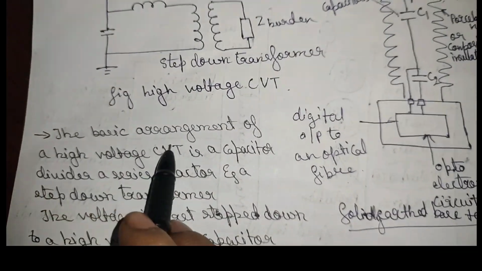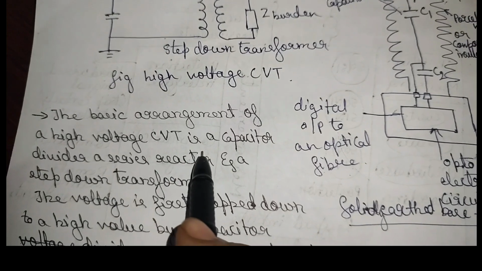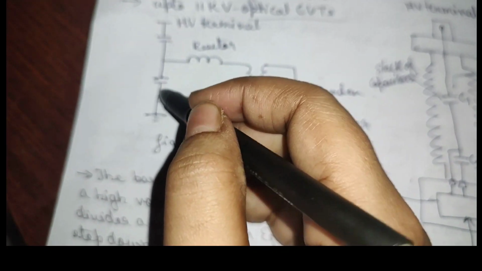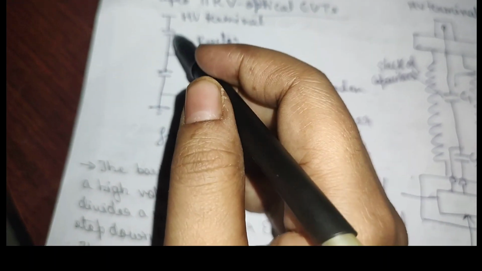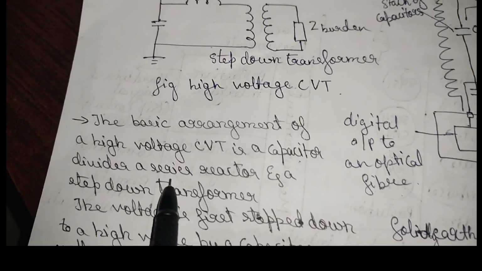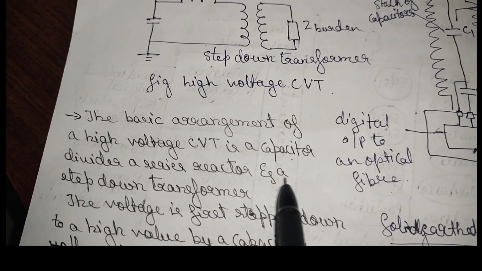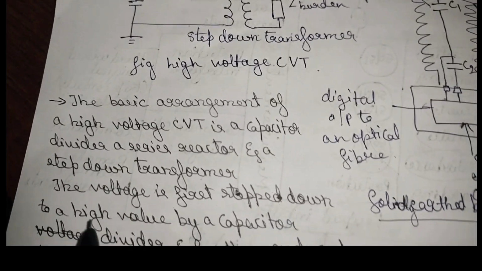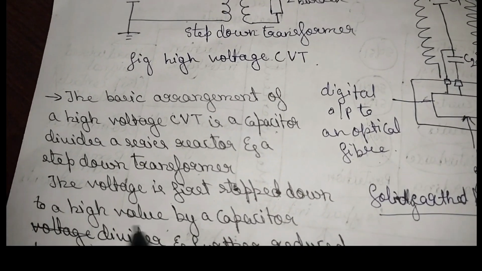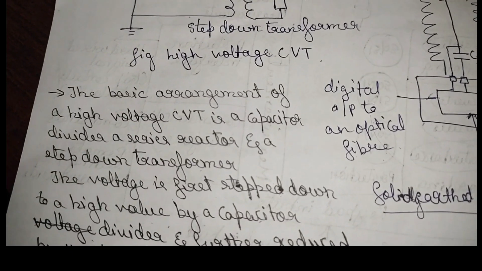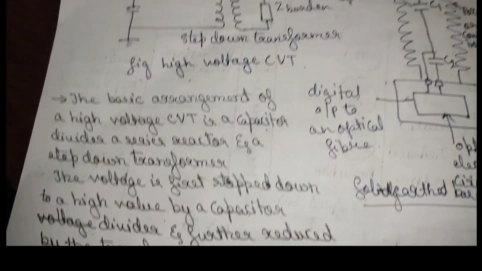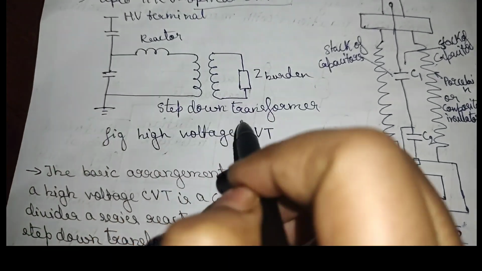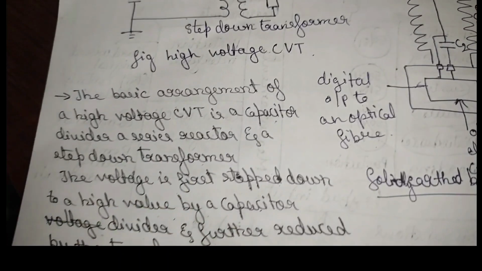So the basic arrangement of a high voltage CVT is a capacitor divider, a series reactor and a step down transformer. You can observe that here we use capacitors. The voltage is first stepped down to a high value by the capacitor divider and further reduced by the transformer. So first the capacitor will reduce, and next the step down transformer will reduce. That is what they have said.